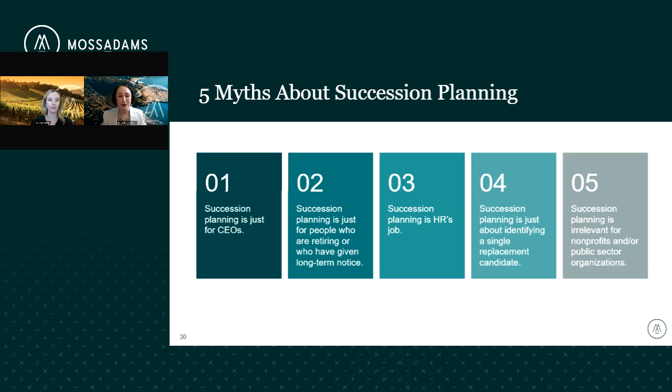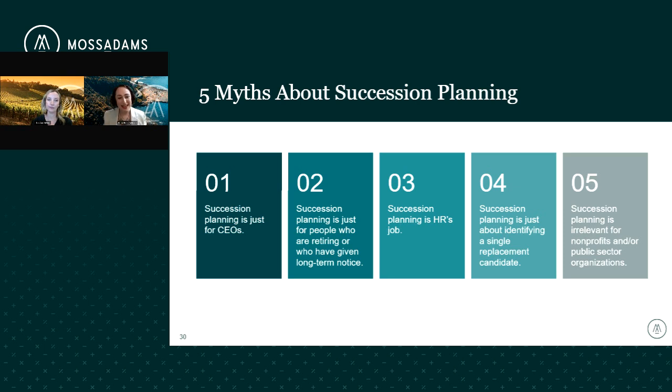Succession planning is just for people who are retiring who have given notice. This one is a great one. It's fantastic if you know when people are going to be retiring. It's fantastic if they've given you notice. Sometimes that just doesn't happen, and that can be for positive or negative reasons, but sometimes that is just the case. So one of the things that we always encourage is making sure that you have some elements of the succession plan set up in advance for all of the most critical members of your team.